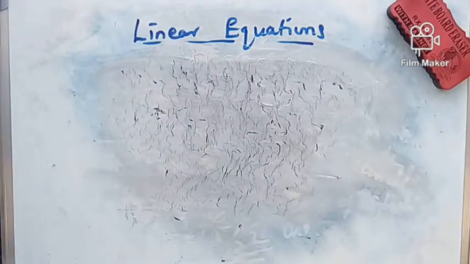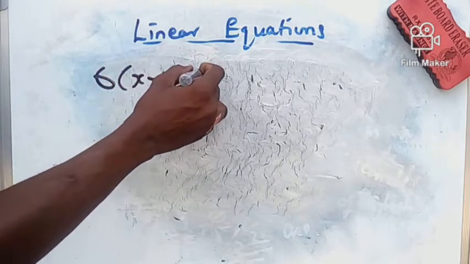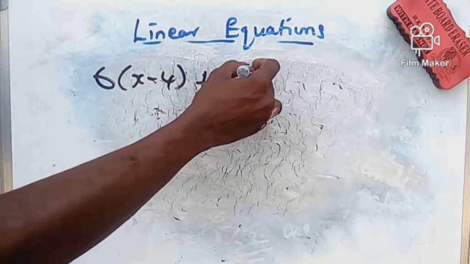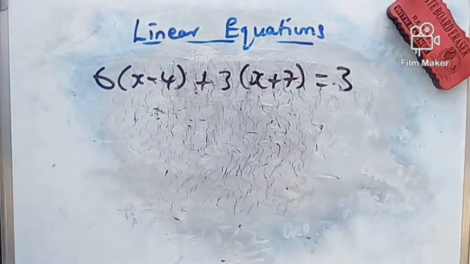So notice that when you see a bracket, what you do first is to tackle the problem in the bracket first before every other kind of problem. So feel free to pause the video and try this kind of problem yourself, and let's see what you have. If you have 6 into x minus 4 plus 3 into x plus 7 equal to 3, find the value of x.